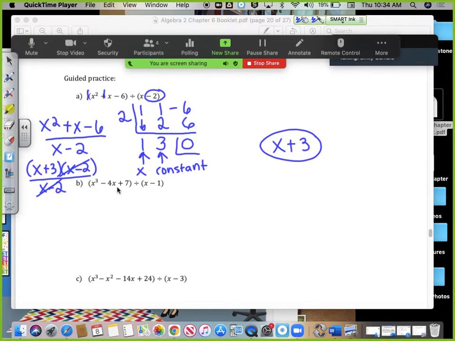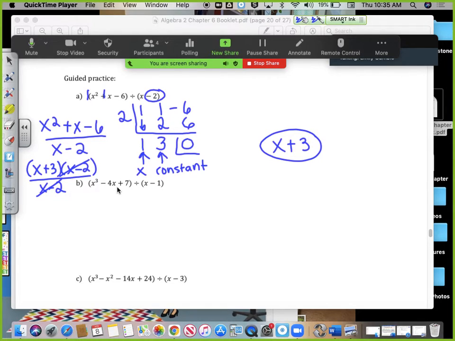1 times 1 is 1. You put that here. You take 0 plus 1 and add it, and it's going to end up being 1 anyway. You take this number and multiply it by this number. 1 times 1 is, again, 1. You put it here. You add negative 4 plus 1 and get negative 3. Do the process again. 1 times negative 3 is negative 3. You put it here. You take 7 plus negative 3, add them, and you get 4.